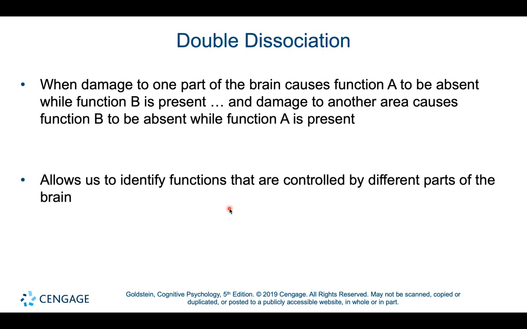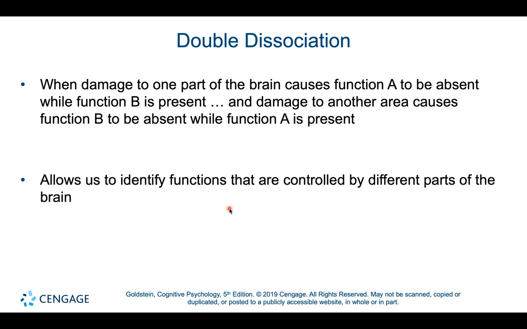Now, an interesting technique used by cognitive neuroscientists to understand the different functions of different parts of the brain are instances called double dissociations. So if we have two areas of the brain, let's call it area A and area B. Area A is thought to produce function A, and area B is thought to produce function B.